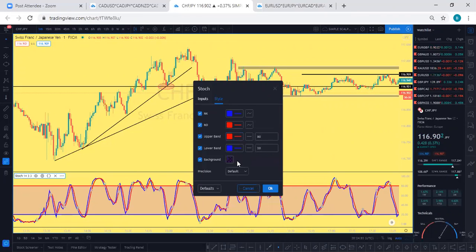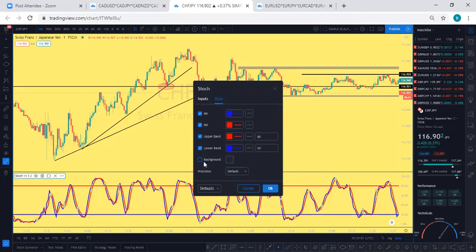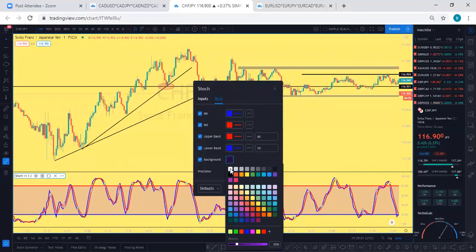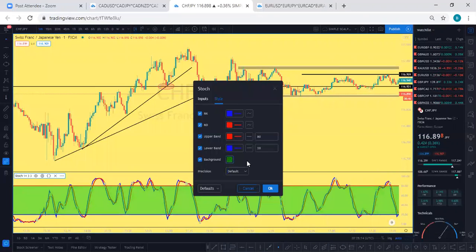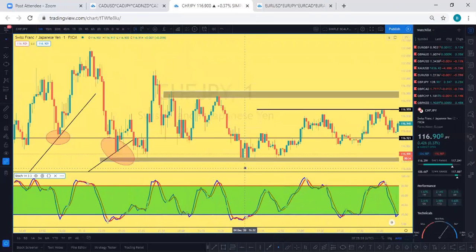All right. So I want to remove the background. I'll just uncheck the background. I don't use background. Or if you want to use the background, you can use it too. You can make it white. You can make it green. All right, let's make the background green. Then you want to come here, save as default. The input, you want to leave as 14, 3, 3. Save as default.